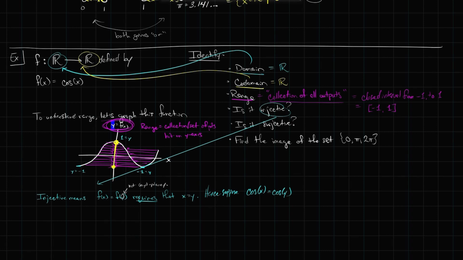So f of x and f of y are just two distinct inputs to my function. Suppose that the outputs are equal. Do I require that the inputs were equal? Does that require that the inputs are equal?